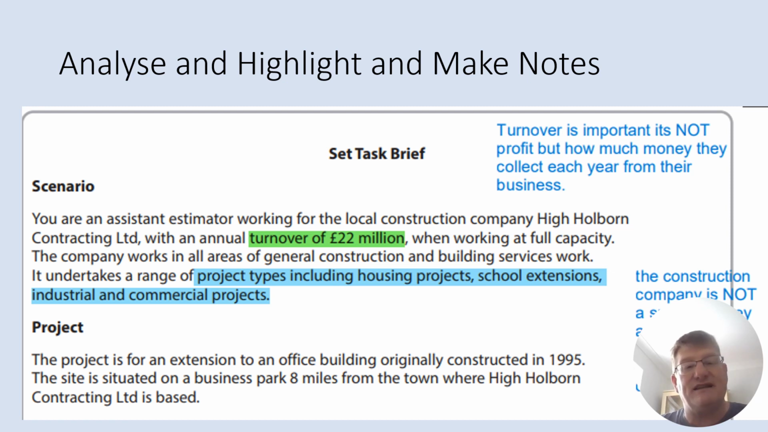So I'm highlighting some stuff there. The name of your company is High Holburn Contracting Limited. This is who you work for. It has an annual turnover of £22 million, so they're pretty good. They've got quite a lot of work on. £22 million is a lot of money, as you can imagine. Not the biggest contractors, you know, the big contractors have 50 to 100 million pounds a year turnover, some billions of pounds a year. 22 million is okay. It's usually what a small regional firm that does general contracting would turn over on a regular basis.